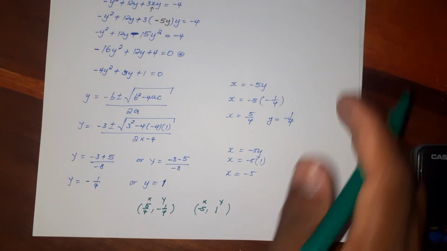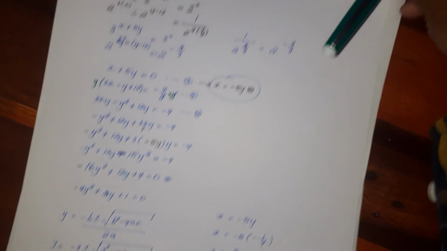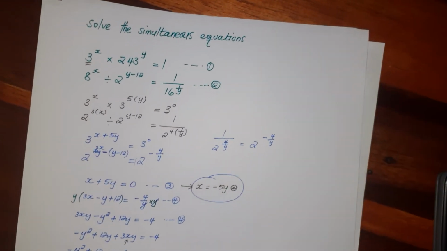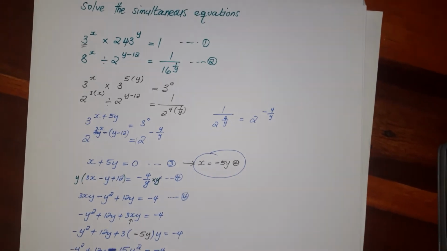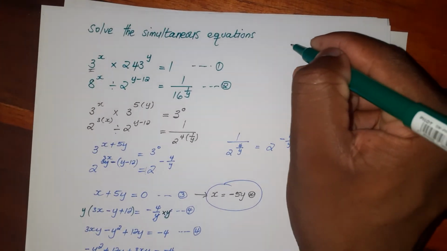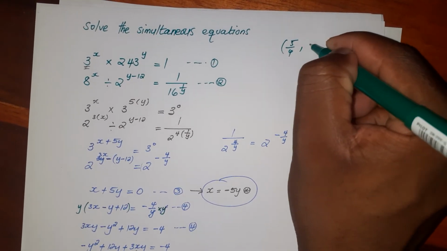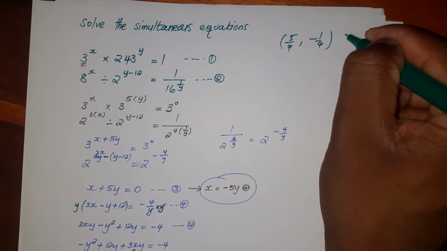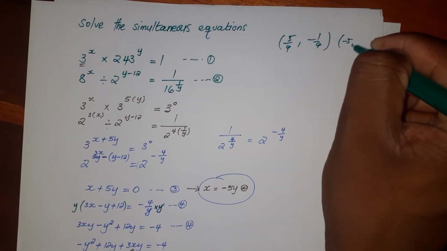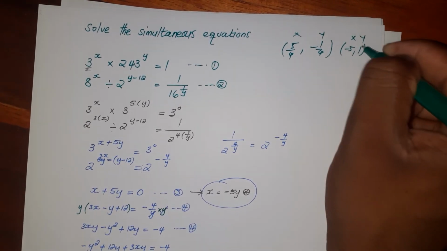But how do we make sure? Let's quickly check in the original equation to substitute in the values. Let me rewrite the values this side and then we can substitute in. We found 5 over 4 and then minus 1 over 4 and then minus 5 and then y. This is x, that is y. This is x, that is y.